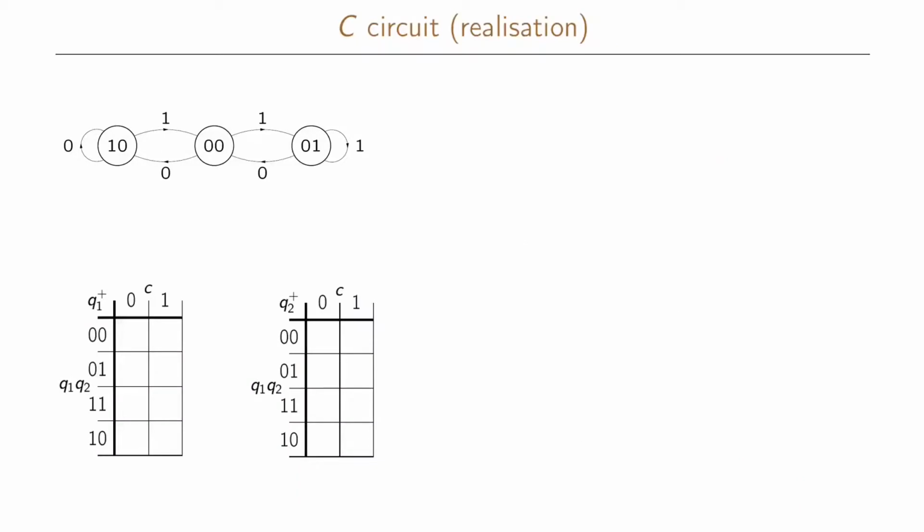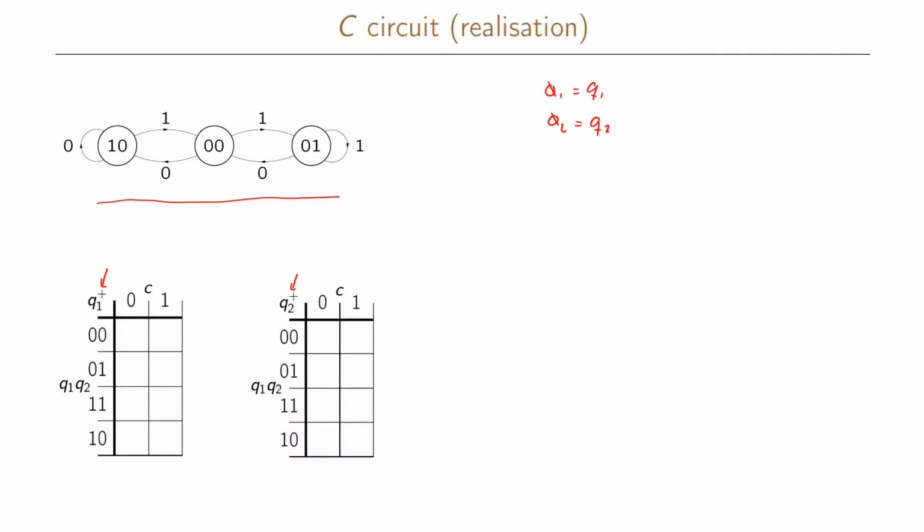So let's see how we can make the realization of the control circuit. So we have the state transition graph here, which means that we need to make two Carnot maps, one for Q1 plus and one for Q2 plus. And since this is a Moore machine, our output will be the same as the state. So we could write immediately here that phi1 equals Q1 and phi2 equals Q2. So then let's fill in our Carnot maps.